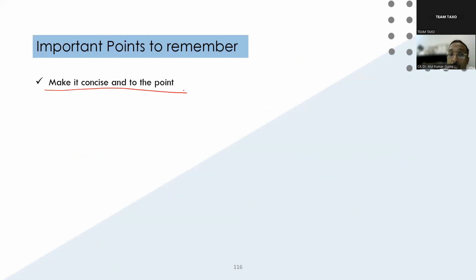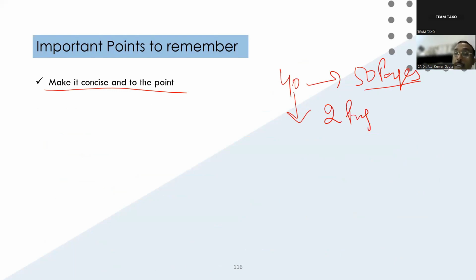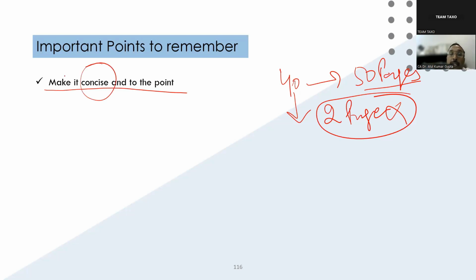Now, my dear friend, one important aspect is that you have to make the reply concise as well. At the same time, when I'm saying that you have to reply, even if the show cause notice is for 40 pages, your reply should be of 50 pages. It should not be a case that, okay, you are replying only for 2 pages. No, that is wrong. But at the same time, you have to be concise. Again and again repeating the same thing will not help you out.